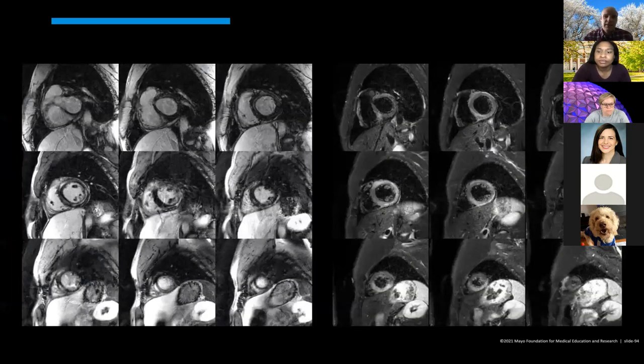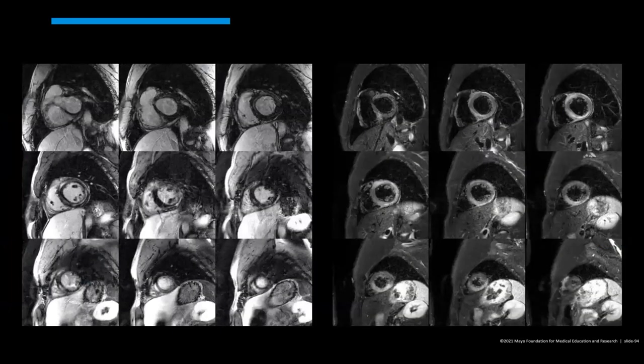Now, this is a patient who presented with acute chest pain, went to the cath lab, had normal coronary arteries. So we then did a cardiac MR. We have late gadolinium enhancement images on the left. We have T2 weighted images on the right. On the T2 weighted images, you can see patchy, bright signal in the myocardium consistent with edema. So we have myocardial edema here in the anterior wall and inferior wall. And then we have patchy late gadolinium enhancement in those same areas.